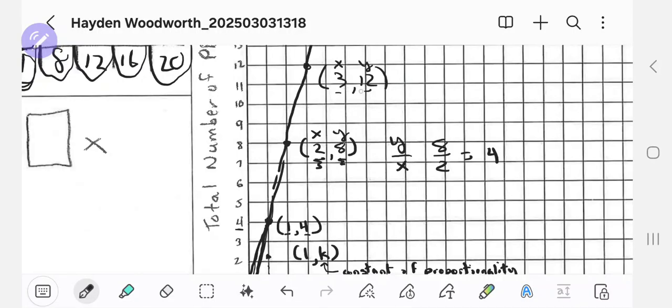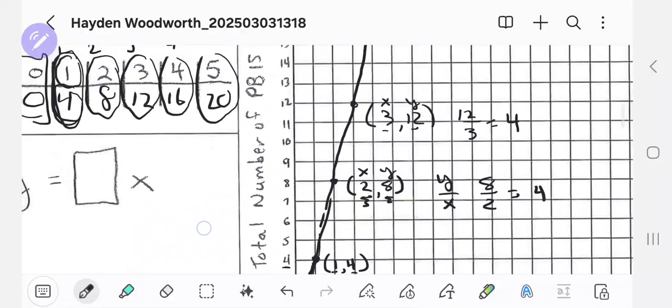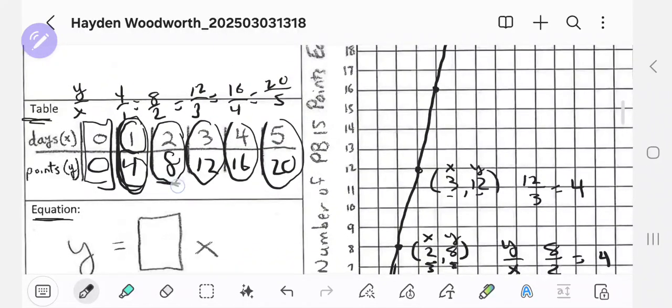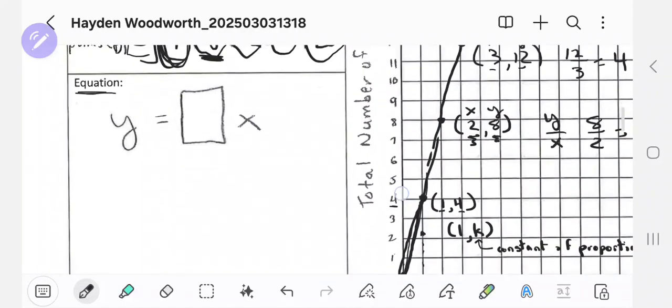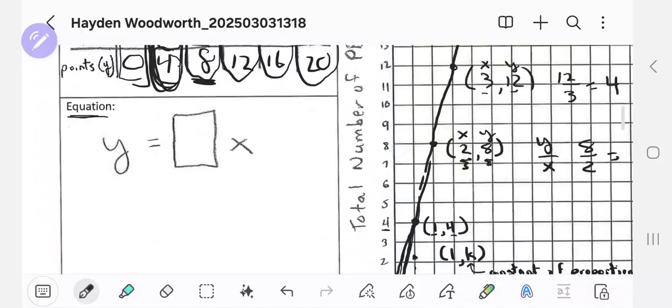Can we use this point as well? Yes, we can do 12 divided by 3, and that gets us 4 as well. So you see in the table, you can do your y divided by your x, or you can find that first point and notice your constant of proportionality is 4. And you can also see that same thing in the graph with those points.